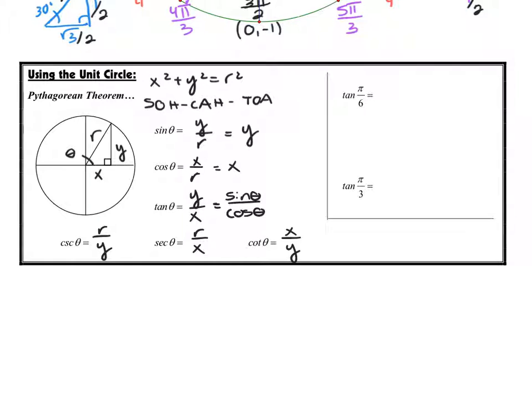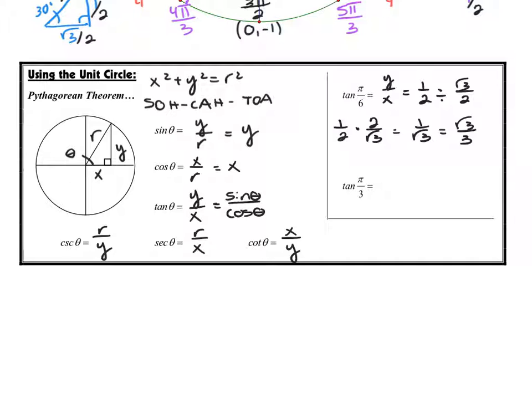Now, I do often like to write the tangent values. So tangent of pi over 6 should be the y over the x, or in other words, our y coordinate at pi over 6, 1/2, divided by the x coordinate, which is going to be radical 3 over 2. And we can clean that up and write that as 1/2 times 2 over radical 3, which is 1 over radical 3, and then just rationalize.